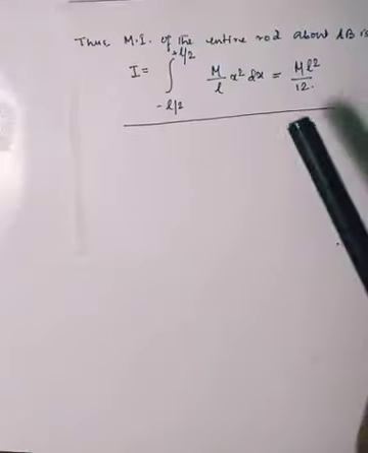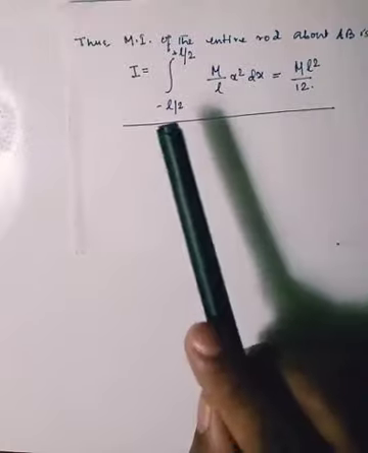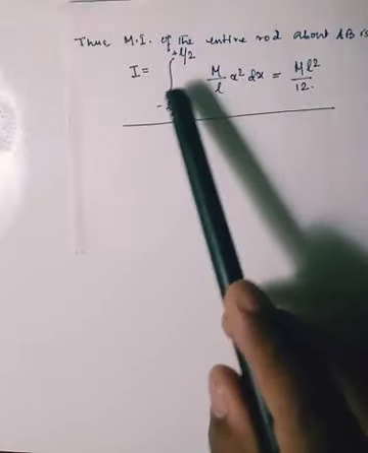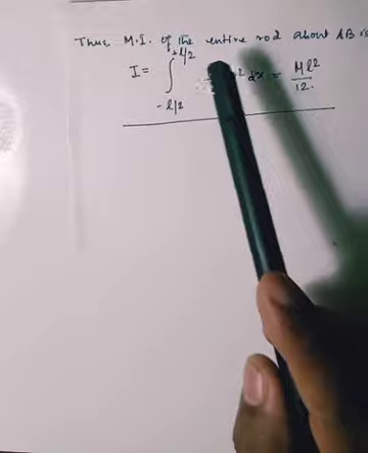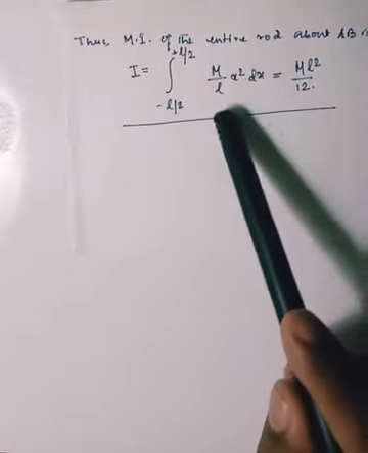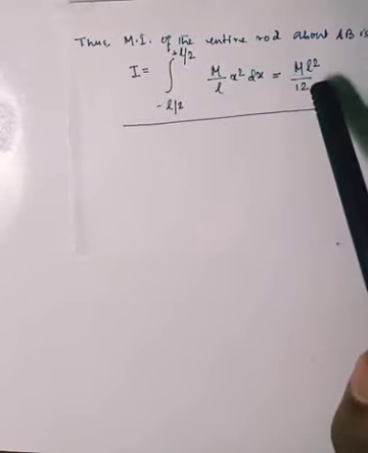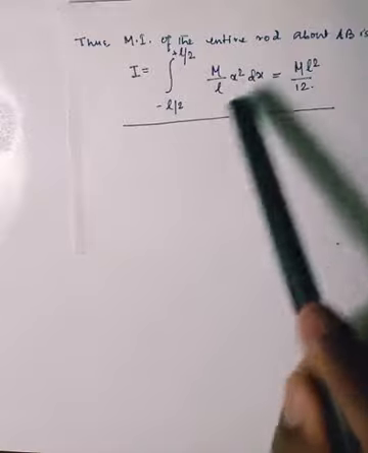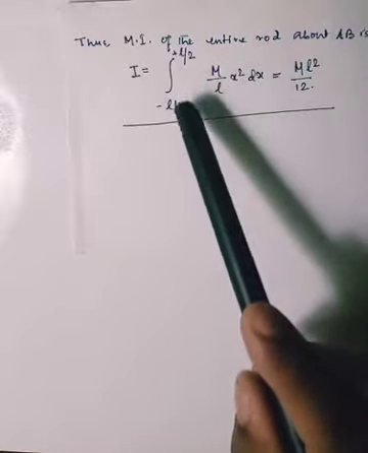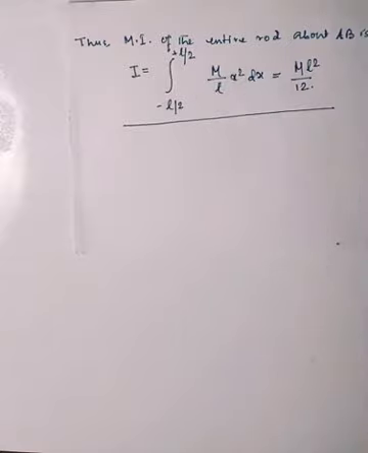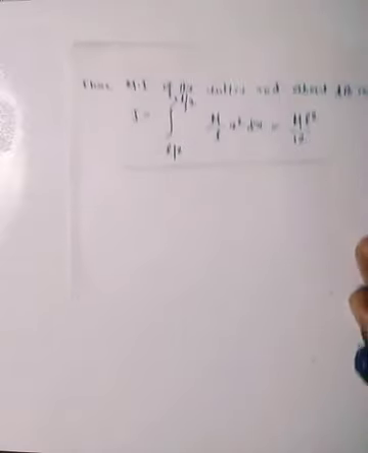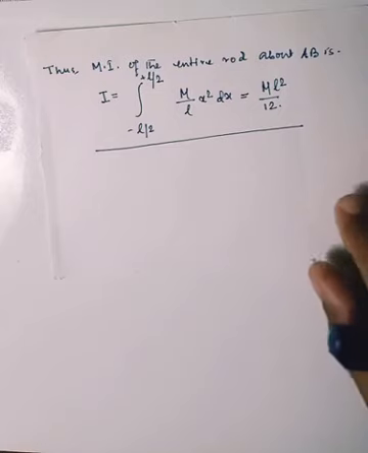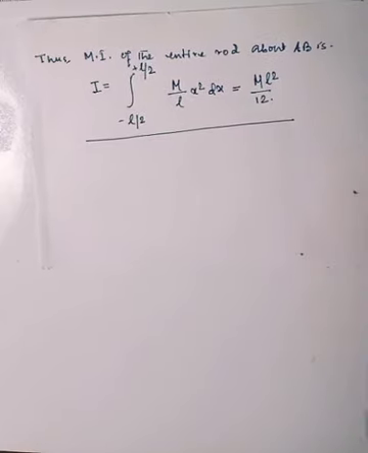So the moment of inertia of the entire rod about AB, we can integrate as I equal to the integral from minus L by 2 to plus L by 2 of M by L x squared dx, and this is equal to M L squared by 12 if we do the integration by putting proper limits. So in this manner, you can calculate the moment of inertia of different shapes of rigid bodies, and these are actually available in any standard books.